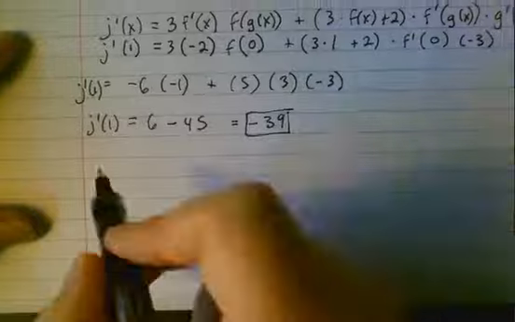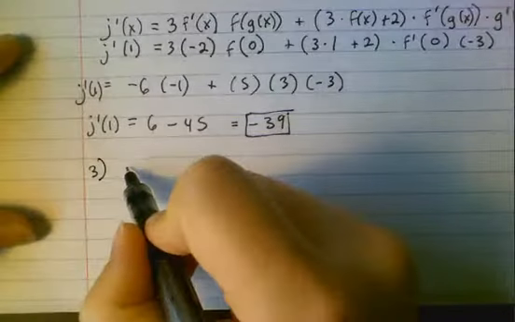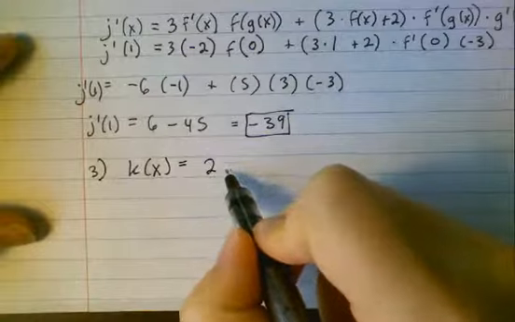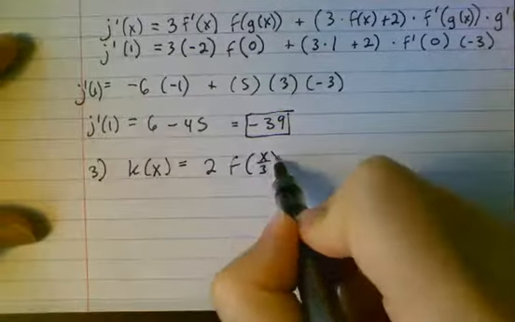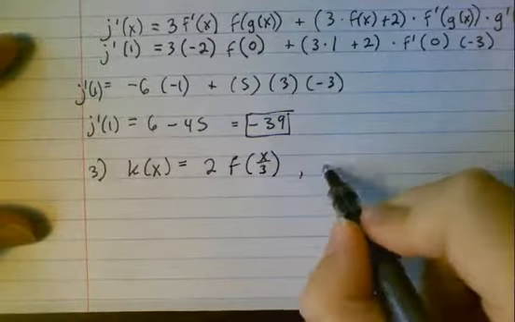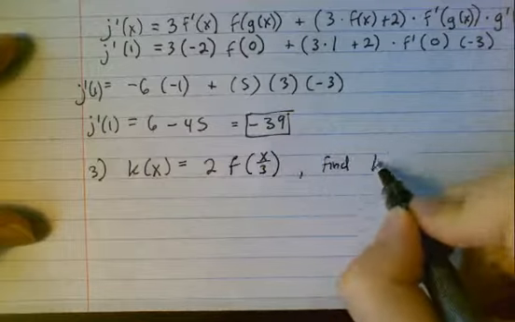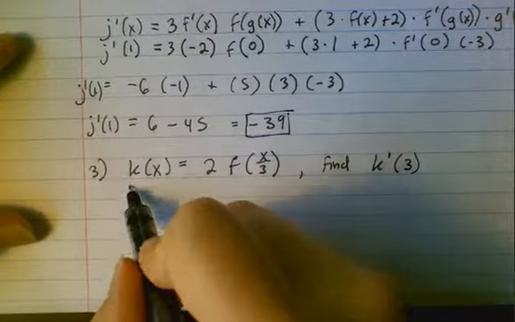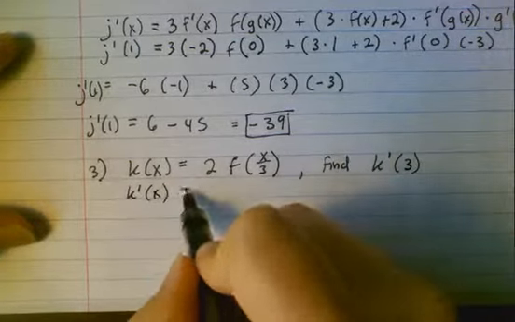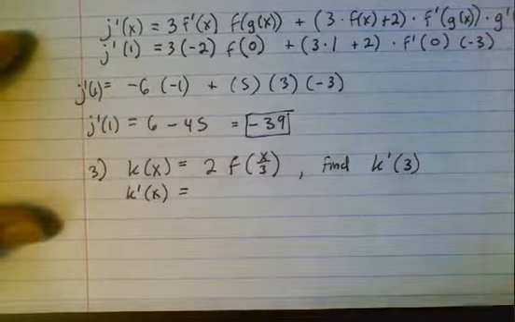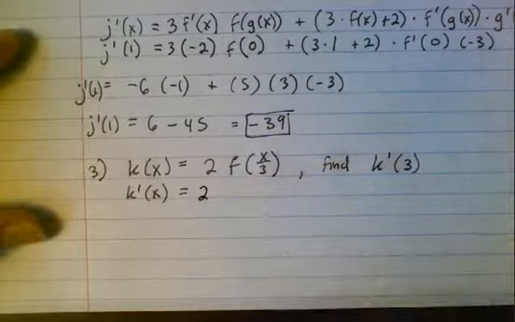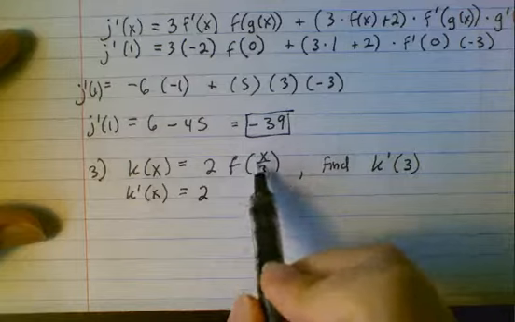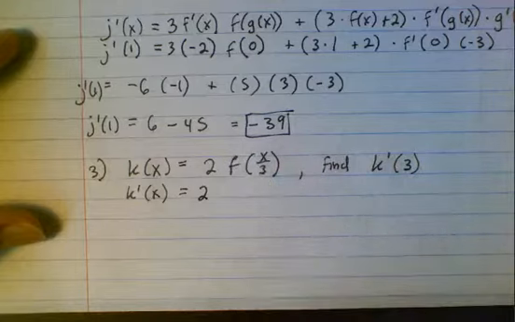Let's look at a third one. Let's say we know that k of x is 2 times f of x over 3. And we want to find the derivative of k when x is 3. First thing we need to do is find the derivative of k of x. So we know that this 2 is just along for the ride. Here we see a chain rule again. We have an outside function, the f, and the inside function, the x over 3.